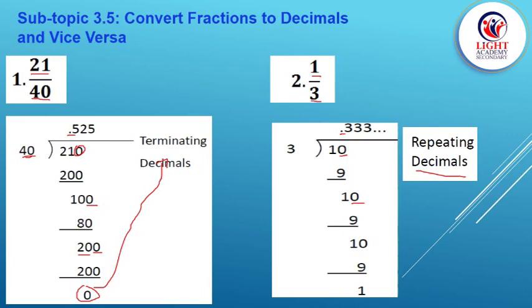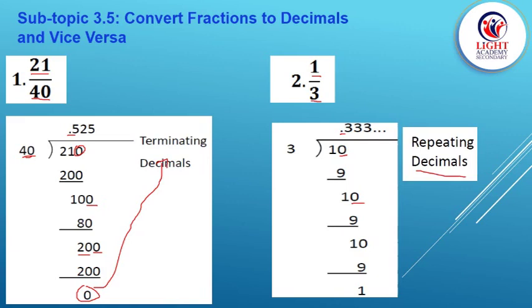We can understand from there. So check it out. 21 is divided by 40. But 21 cannot be divided by 40 because 21 is smaller than 40. So what we do, we put a decimal point here and we put a 0 here. When we put 0 here, the worth of that number increases, from 21 to 210. So 210 can be divided easily by 40.